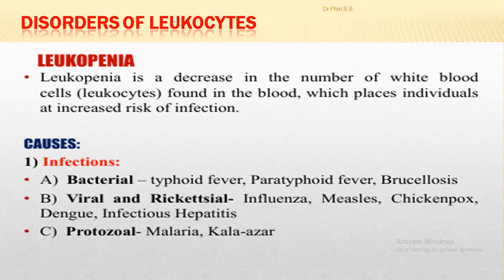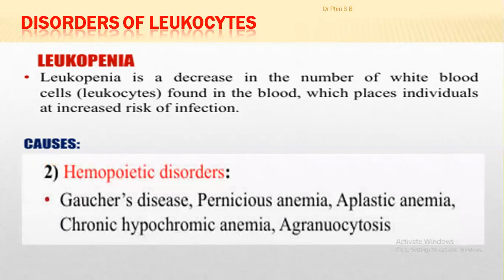Then the cause of this disease is called dengue. This is a virus that will cause dengue. So dengue is a viral infection as well, that can also result in reduction in white blood cell counts. Then protozoan infection like malaria and kala-azar, all these can also cause a decrease in white blood cell count.